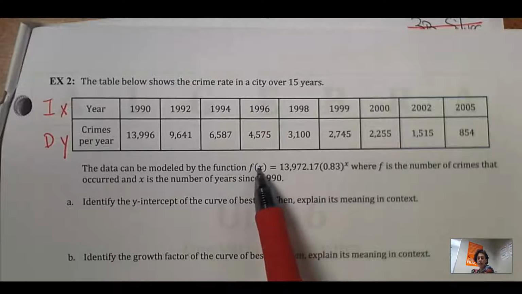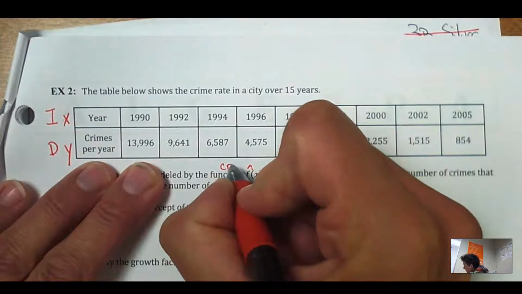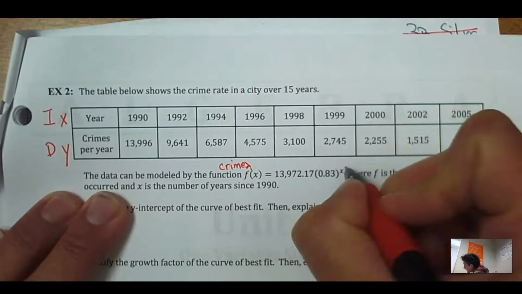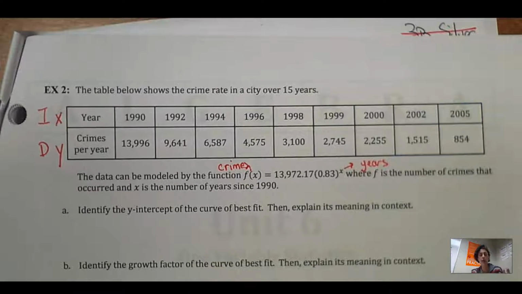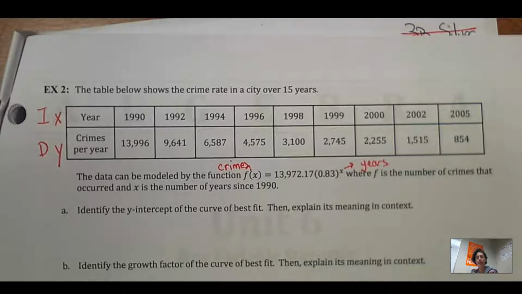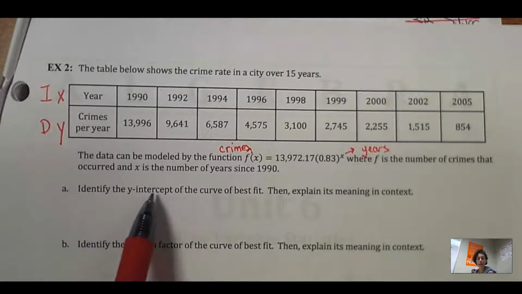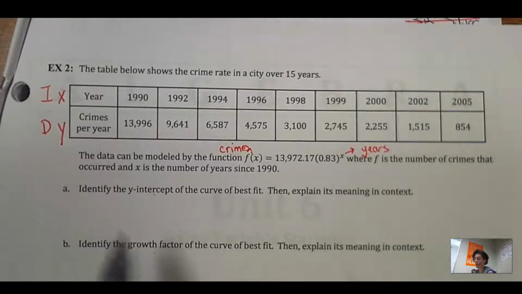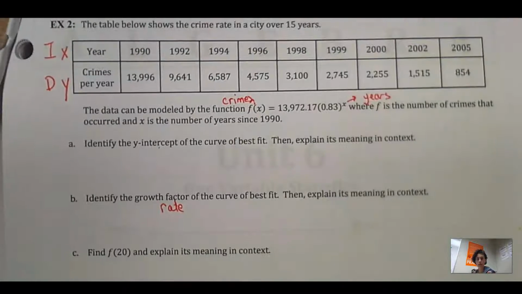And over here, it's just saying F is the number of crimes, and X is the years since 1990. So if the year were 2020, I wouldn't put in 2020 for X. I would see how many years that is after 1990, and then put that number in. So that would be 30 in this case. So again, what we're going to look at is identify the y-intercept, identify the growth factor, which should actually say the rate, and then we're going to be using the equation.